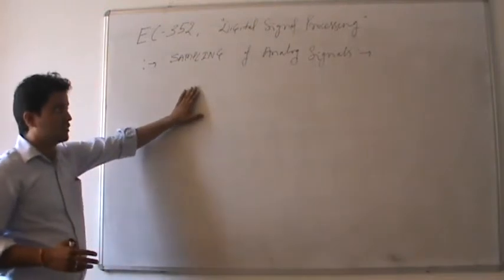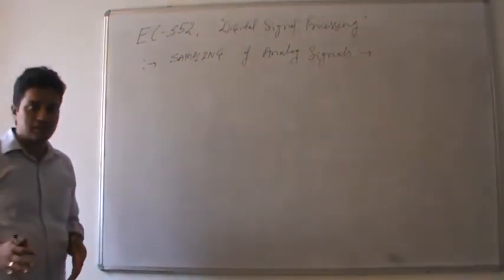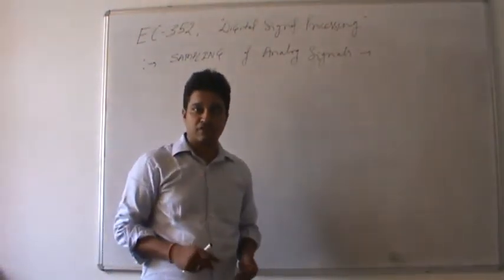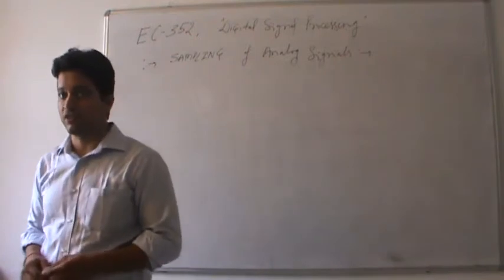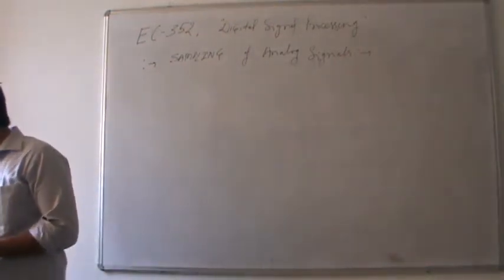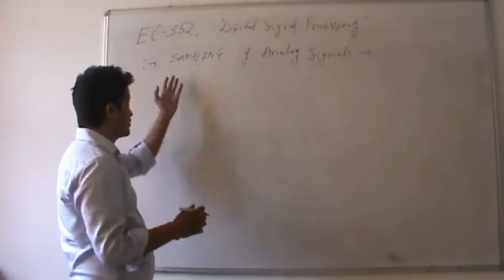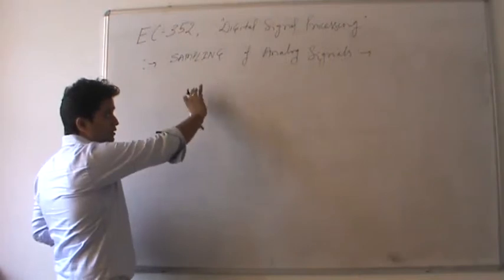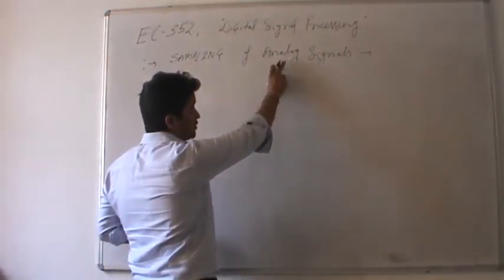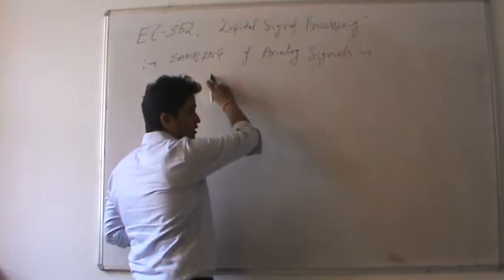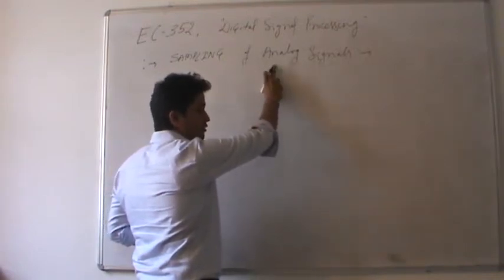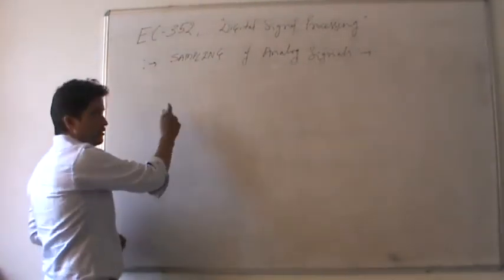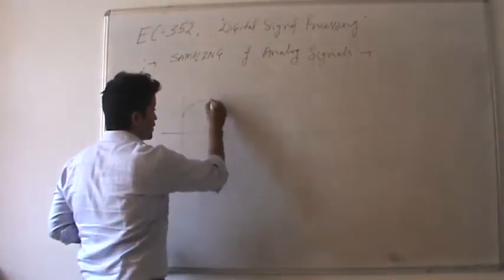So I will start with the sampling of analog signals today, and as I said earlier, this is one of the most important topics of communication engineering, or you can say signal processing engineering. Sampling, like the pronunciation of the word resembles, is about samples of an analog signal. It is the method to convert a continuous signal into a sampled or discrete version of that.